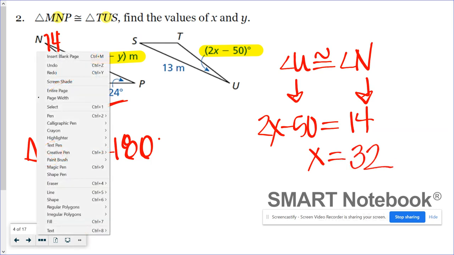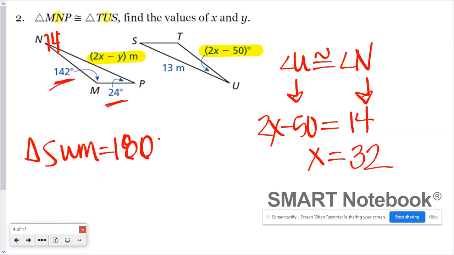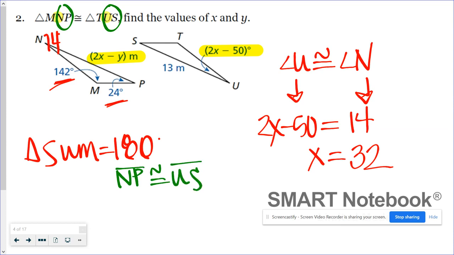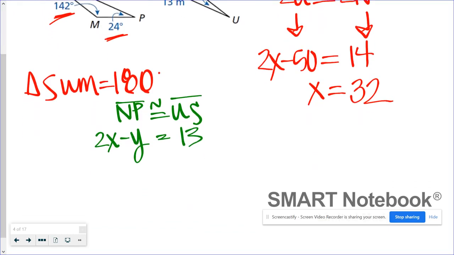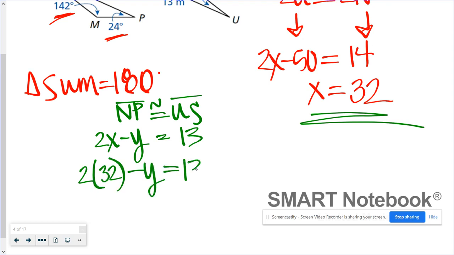Once I know that x is 32, I can now find the value of y. Remember, they said that NP is 2x minus y. According to my congruent statement, I know that NP is congruent to US. So NP is the 2x minus y. US is 13. And we do know that x is 32. So 2 times 32 minus y is 13. If I solve this, I end up with y is equal to 51.